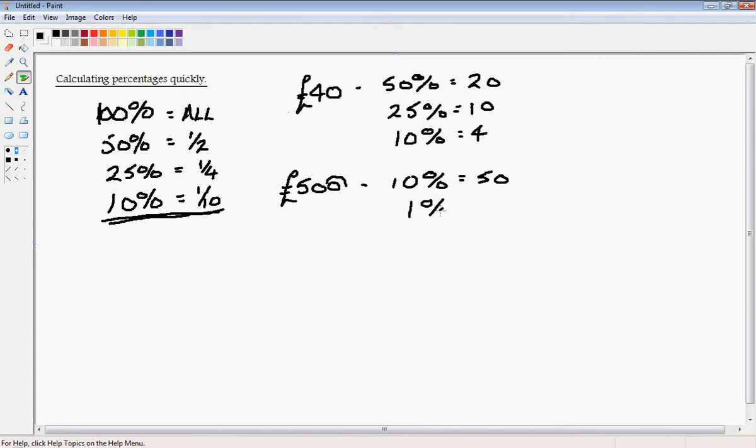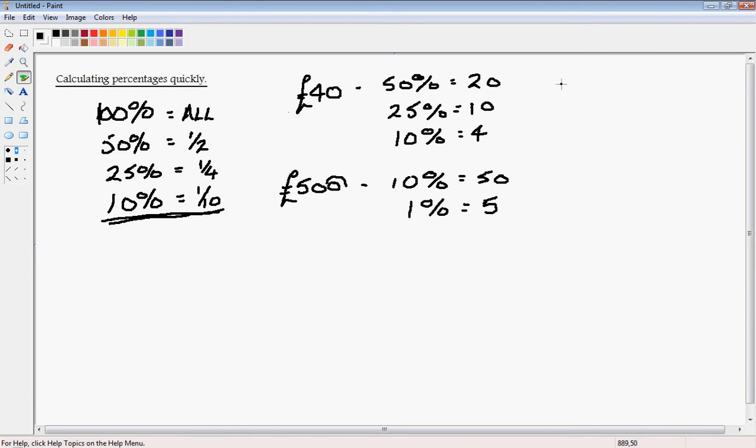Now if we have 1%, 1% is 1/10 of the 10%, because 10 times 1 gives us 10. So if this is 1/10 of 10%, then 1% must be 1/10 of this amount. So it must be 50 divided by 10, which is 5. I hope that makes sense.